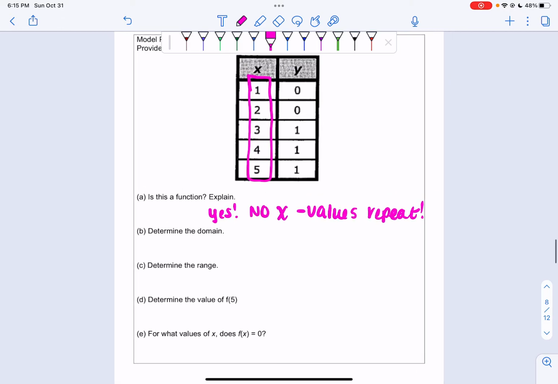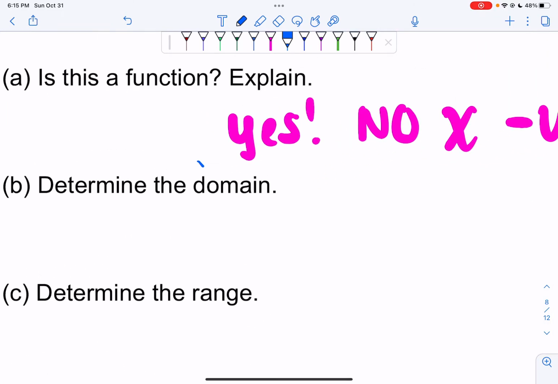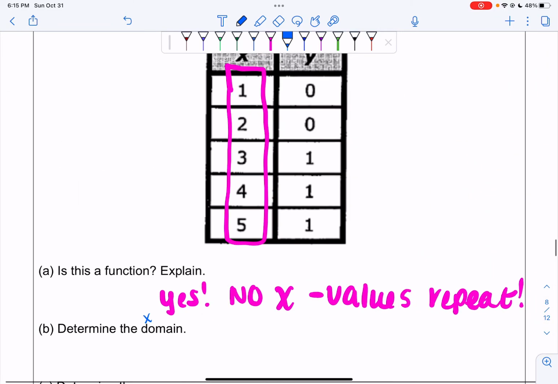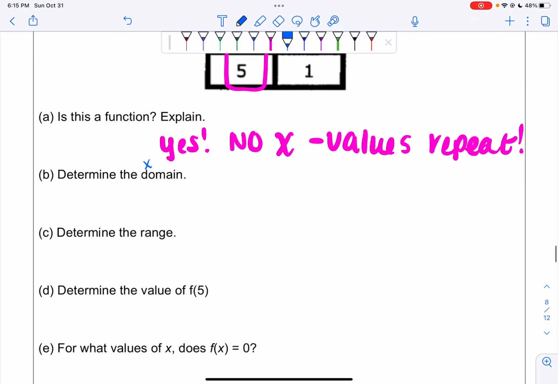B says determine the domain. Well, we know our domain is our x values. So if we look right here, our x values are right here. So they are 1, 2, 3, 4, and 5. So our domain is 1, 2, 3, 4, and 5.